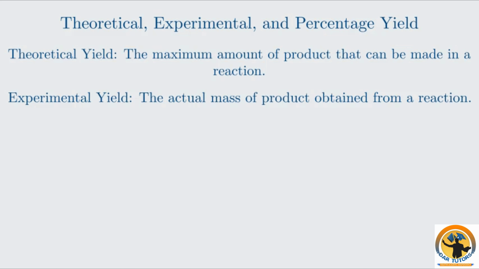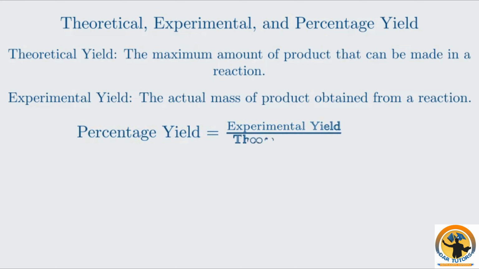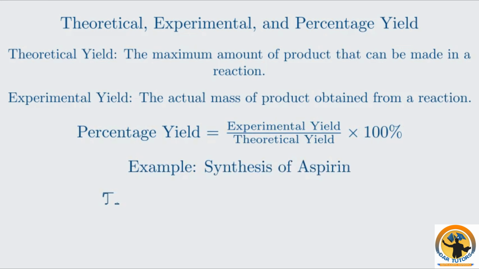So how can we quantify the efficiency of a reaction? We use percentage yield. This is the experimental yield divided by the theoretical yield, multiplied by 100 to express it as a percentage. It tells us what proportion of the maximum possible product we actually managed to get. Let's work through an example to illustrate this. Imagine we are synthesizing aspirin in the lab. We start with 5 grams of salicylic acid and react it with acetic anhydride.